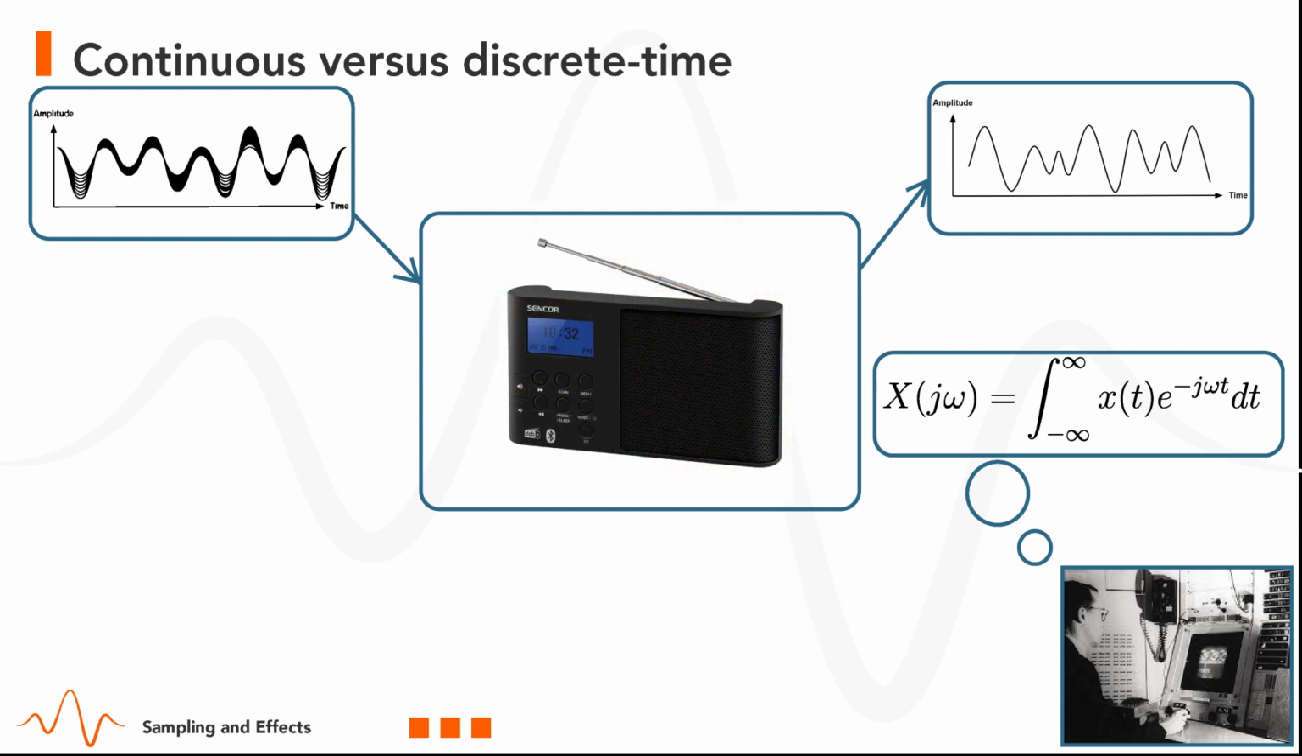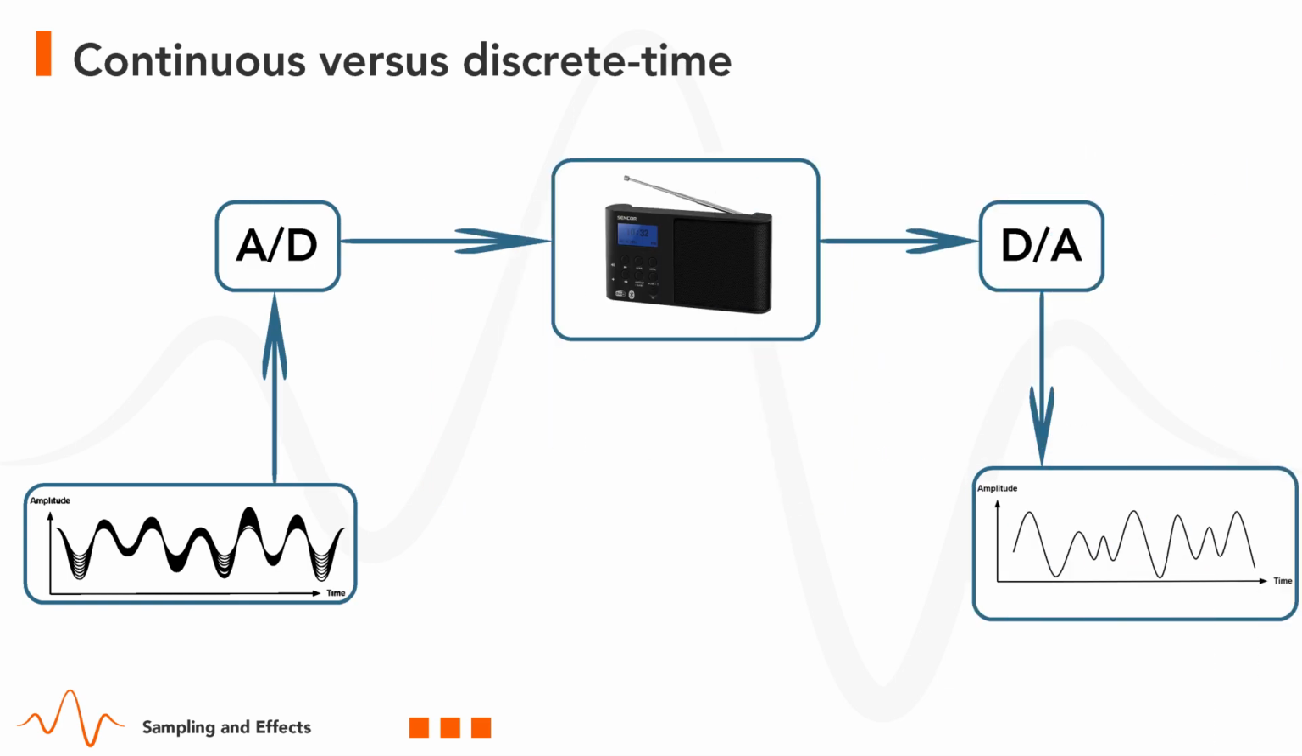What happens if we use instead a digital radio? In this case, the continuous time waves are converted to a digital signal by a so-called analog to digital converter, represented here by the block A/D. The signal is then processed by a microprocessor which outputs a discrete time signal. That digital signal is converted to a continuous time signal by a digital to analog converter, represented here by the block D/A. These analog to digital and digital to analog converters are very simple operations.